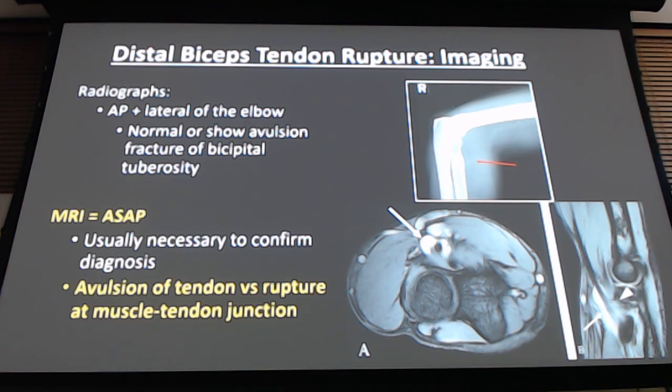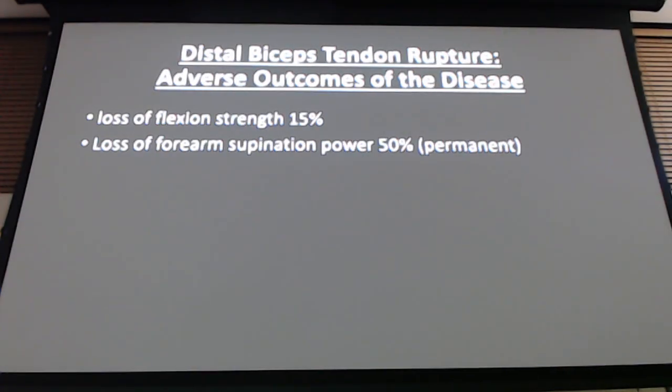And that can help you discern an avulsion of the tendon versus a rupture at the musculotendinous junction, right? So avulsion, so it pulls directly off, or in the musculotendinous junction. Do I need to repeat that again?